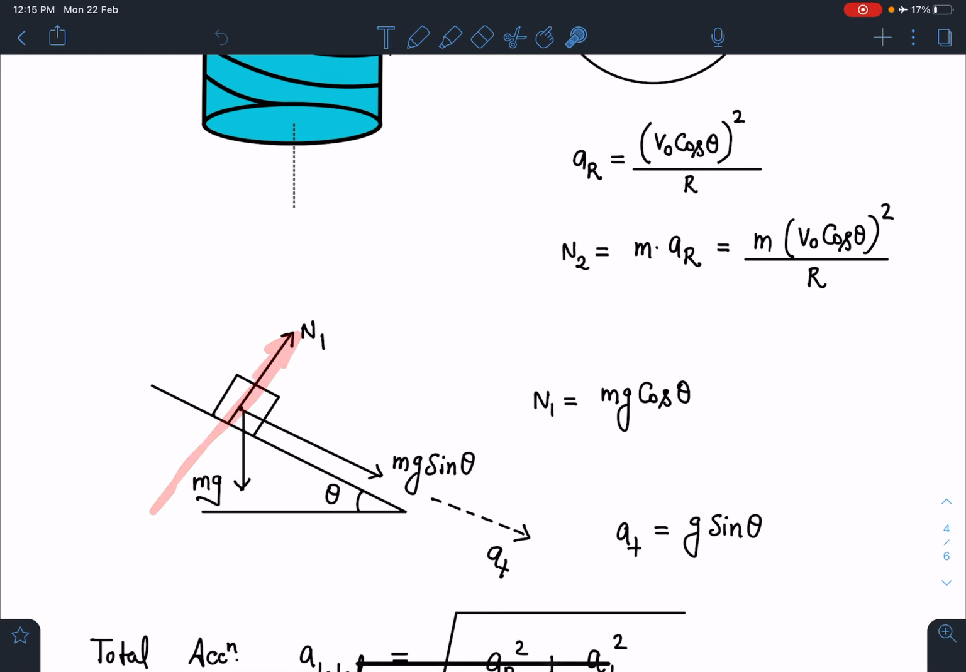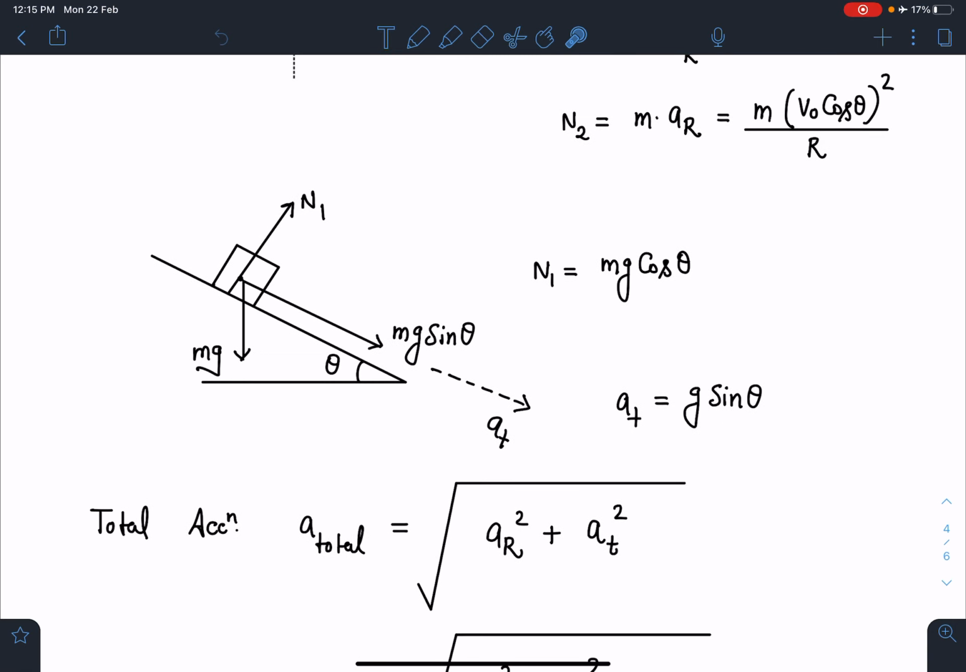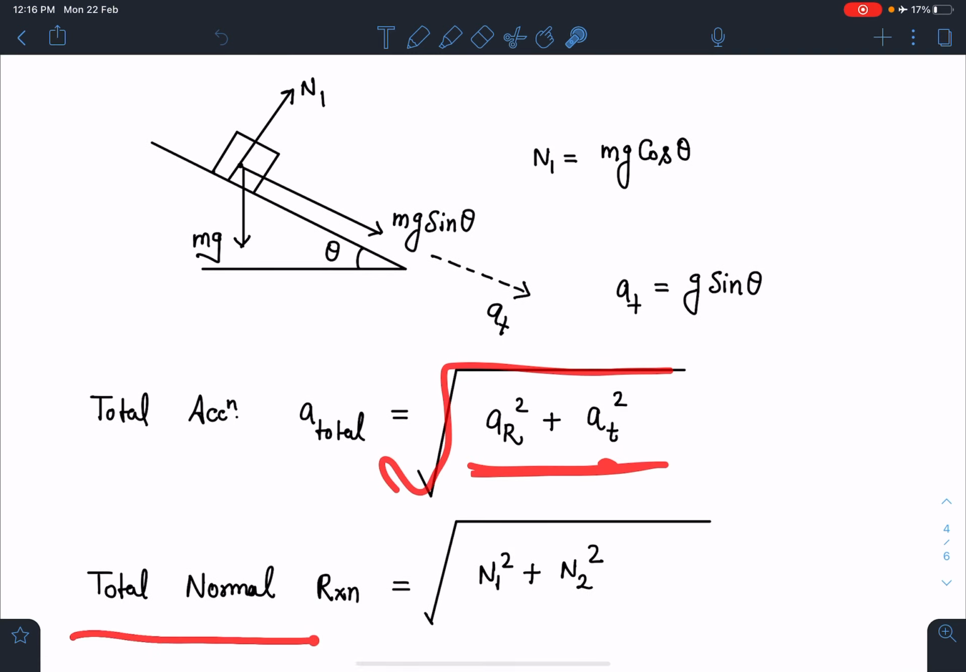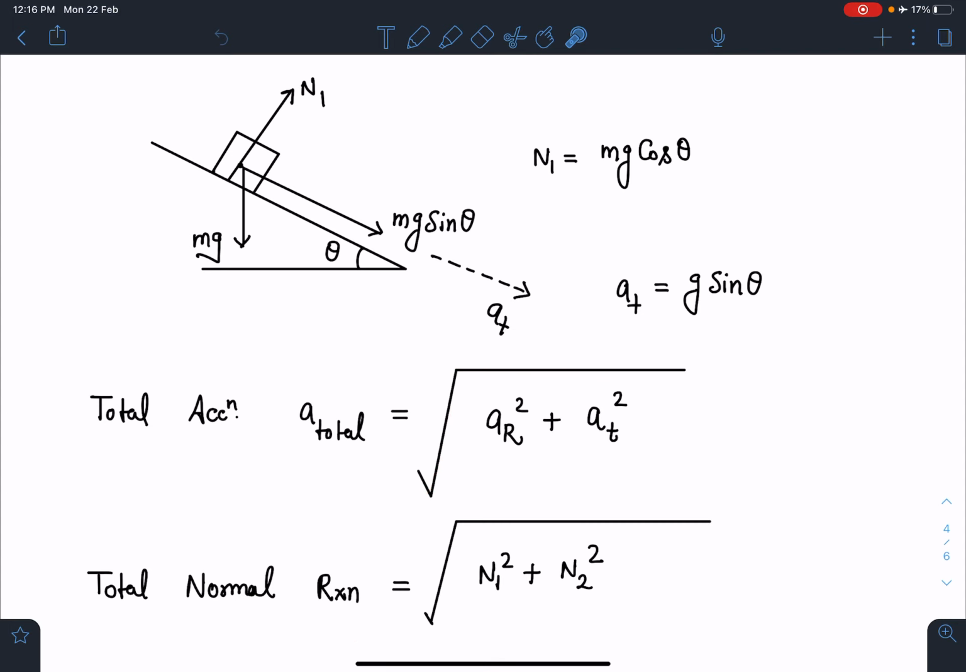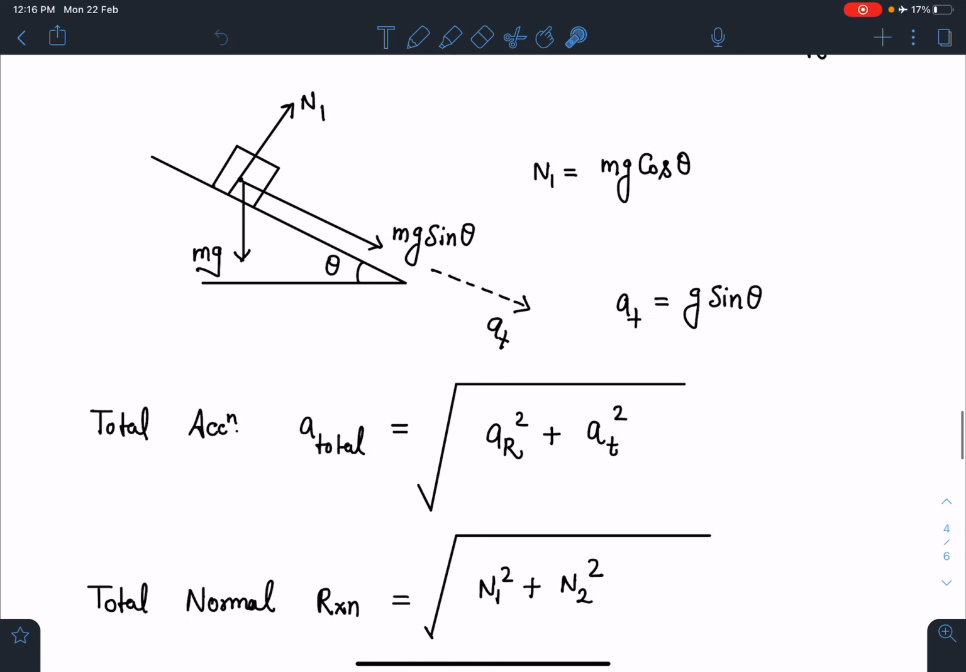It is equal to mg cos theta, and the tangential acceleration, which is along this path, is going to be g sin theta. After that it becomes very easy, because g sin theta is this side and ar is into the plane. Both are mutually perpendicular, so the total acceleration in case of the helix I can write as root of ar square plus at square. And similarly the total normal reaction I can write as root of n1 square plus n2 square. Guys, you have to be a little careful. n1 is this side and n2 here is going to be perpendicular to this, which will be into the plane. So root of n1 square plus n2 square.